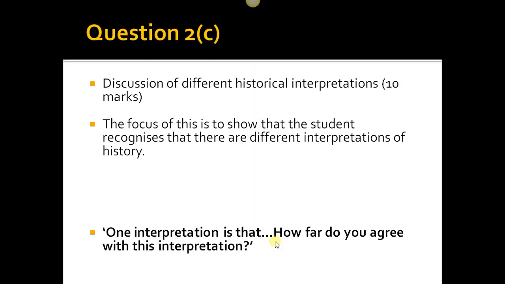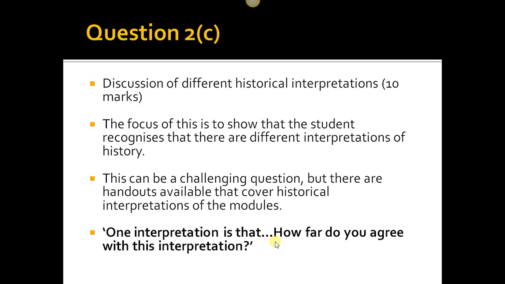And the focus of this is to show that the student recognizes that there are different interpretations of history. So we really want you guys now to consider that throughout history, interpretations or points of view of how things happened can change. And this can be a challenging question, but there are handouts available that cover historical interpretations of the module.